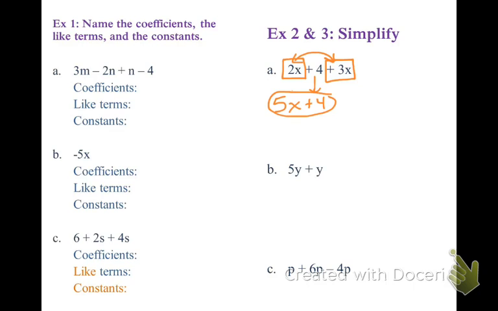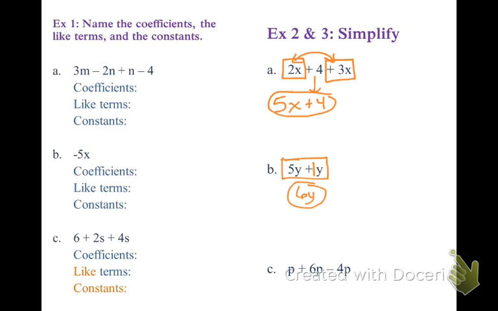All right, next one. B. I have 5y plus y. Well, I need to put the number in front of the y, so that would be 1y. They're both y's, so we can put them together because they both have the same amount of y's. So it's 5y plus 1y. So you go 5 plus 1, that's 6, and you just keep your y the same. There's your answer.